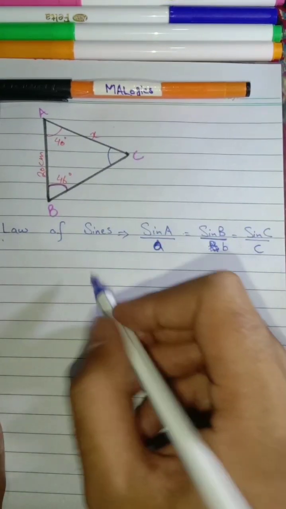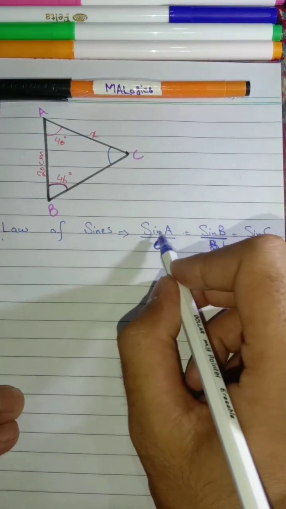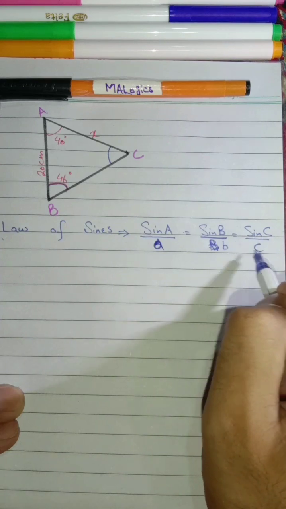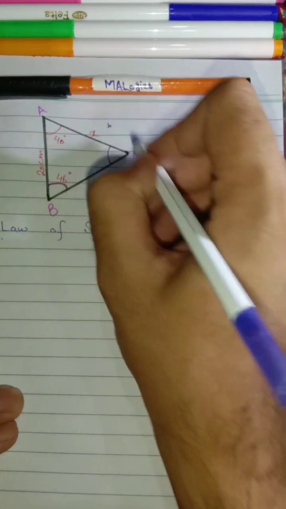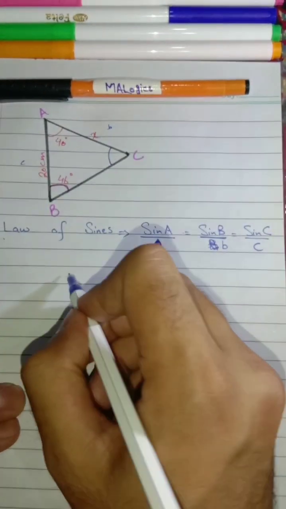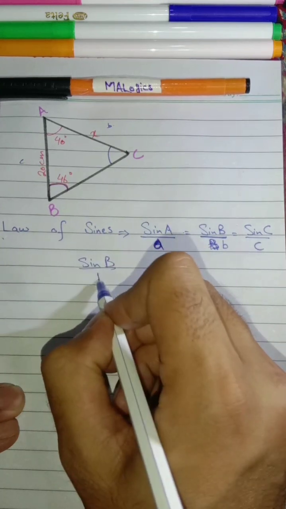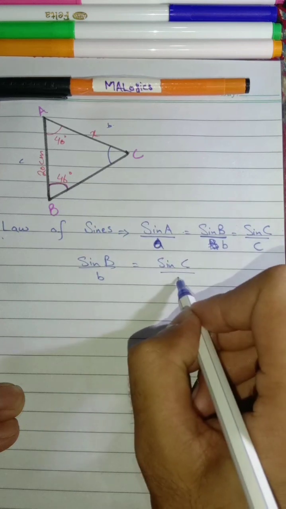In this video, we have to use the law of sines to find the third side of the triangle. So, in this condition, we will use the law of sines, which is equal to sine A over small a, sine B over small b, and sine C over small c. So, we have to calculate this side. So, this will become small b, and this will become small c. So, sine capital B over small b equal to sine capital C over small c.